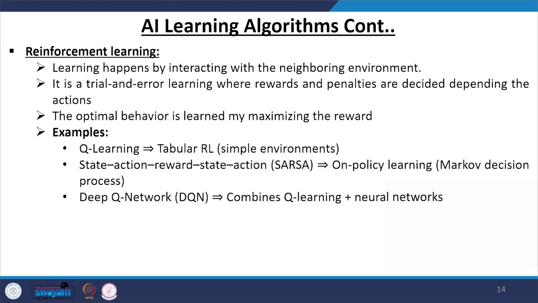Then reinforcement learning. What is reinforcement learning? Reinforcement learning happens by interacting with the neighboring environment. That means you do not have labeled data, also it is not unlabeled. So, what it does? It takes an action, the AI module will take an action and it will see whether that action is giving you benefit or not.